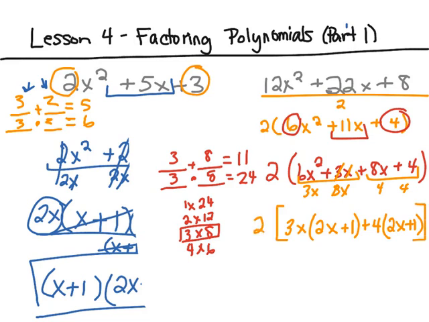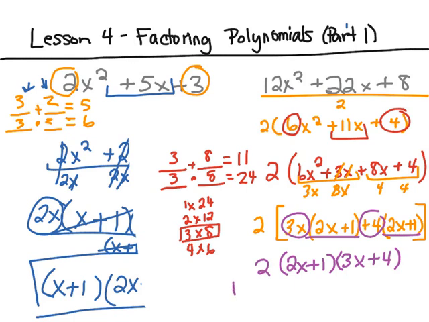Now we have our inside brackets are the same, so our last step is to put 2x plus 1, our inside brackets, and what's outside of the brackets. And the whole thing is multiplied by 2. So here is our factored trinomial.